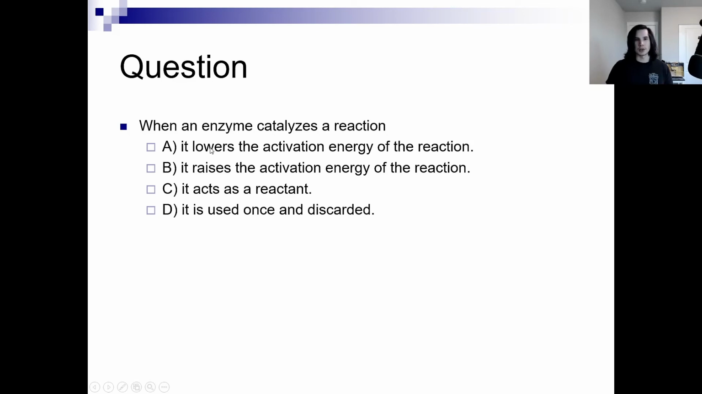So when an enzyme catalyzes a reaction, what's going to happen here? Let's start from the bottom again. It is used once and discarded. False. Enzymes can be reused over and over and over again. When an enzyme catalyzes a reaction, the enzyme acts as a reactant. A reactant is something that is going to be converted into something else. In the example we used, where glucose and fructose combined to make sucrose, those were the reactants. The enzyme itself is not a reactant.